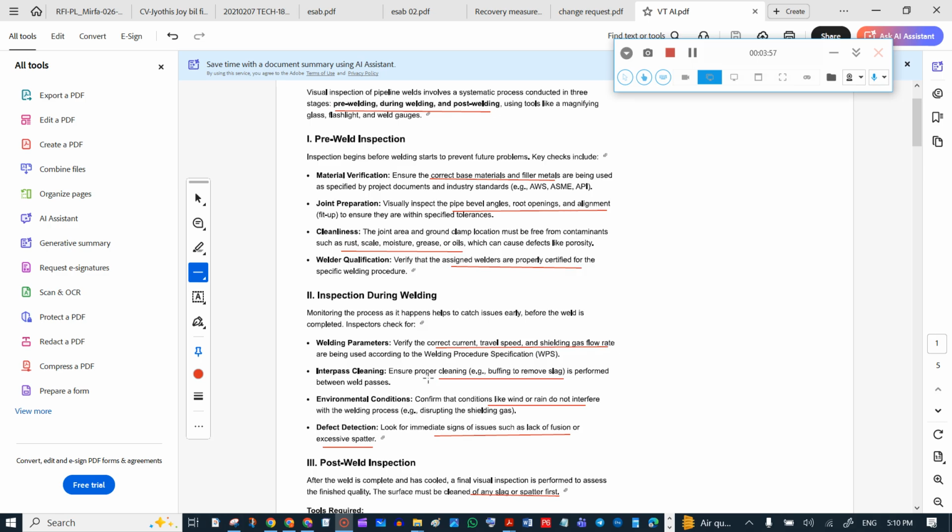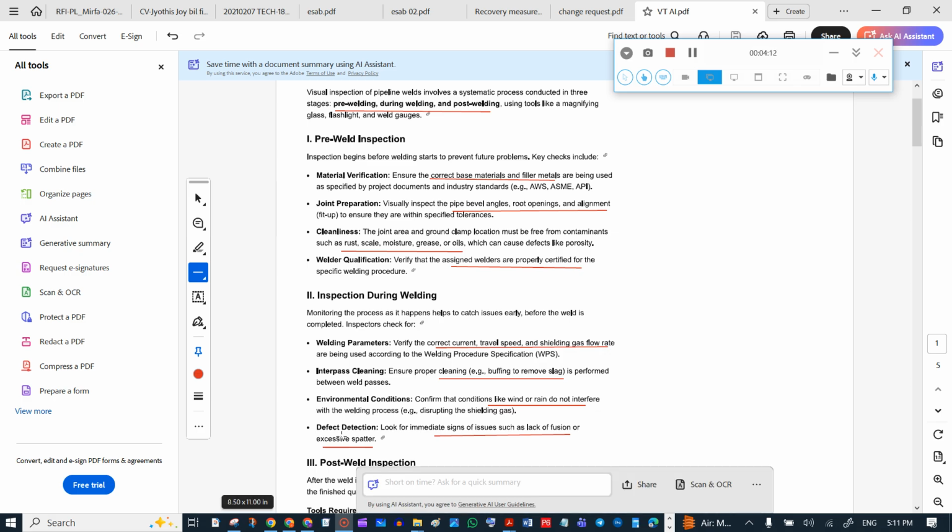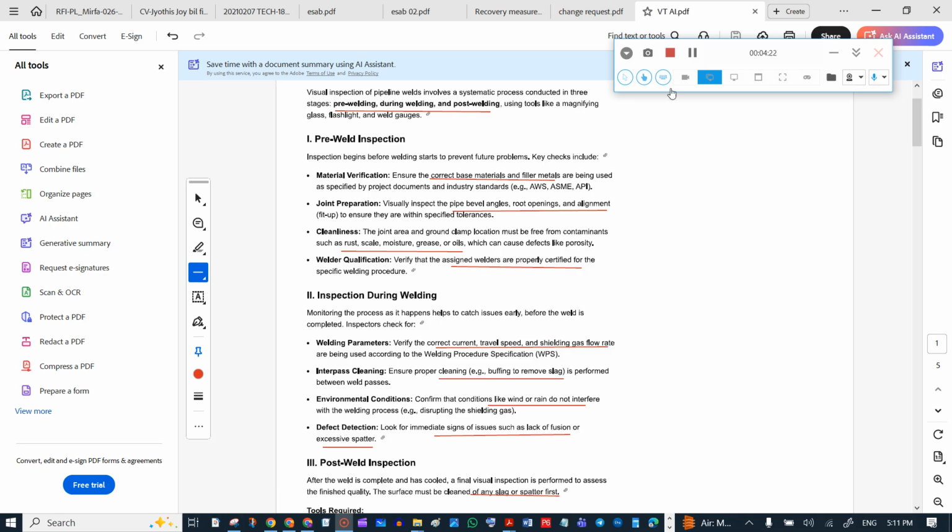Interpass cleaning: ensure proper cleaning, like buffing to remove slag, etc. Then environmental conditions: wind or rain should not interfere with the welding process. And defect detection for immediate signs of issues like lack of fusion or excessive spatter. These are the inspections during the welding.